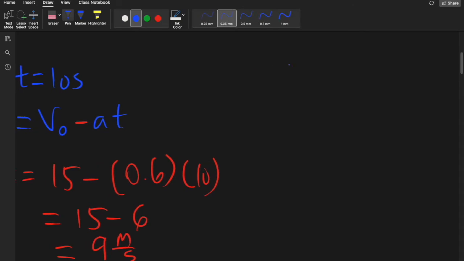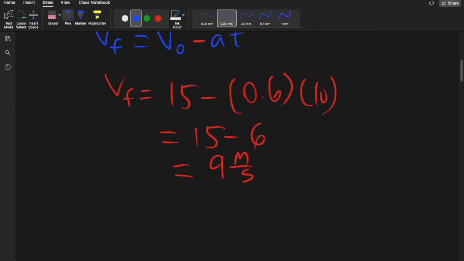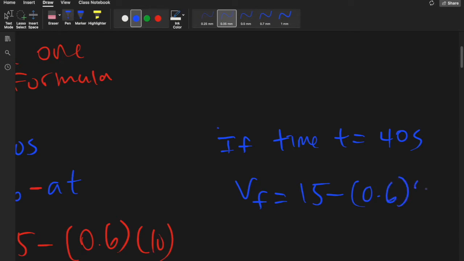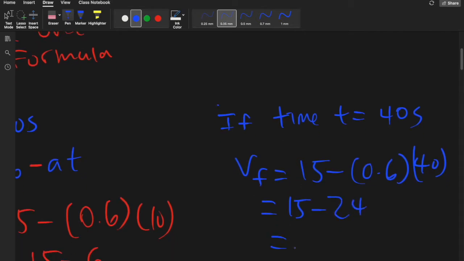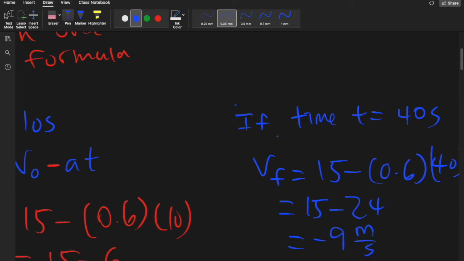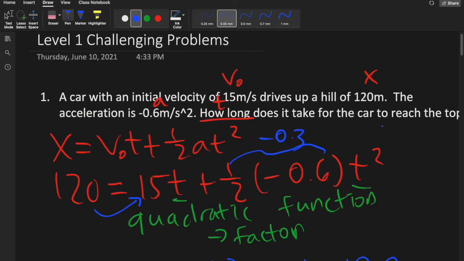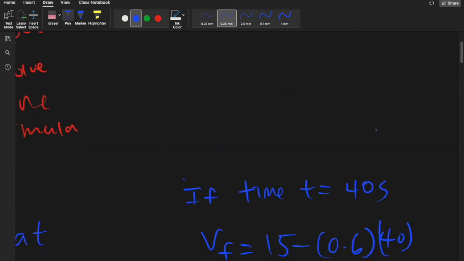And if time t is equal to 40 seconds, then final velocity will be equal to 15 minus acceleration 0.6 times 40, which is equal to 15 minus 24, which is equal to negative 9 meters per second, right?